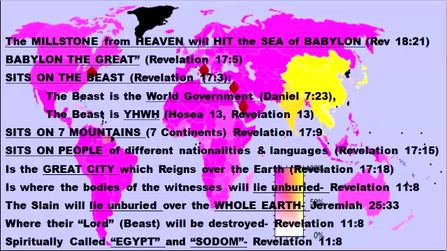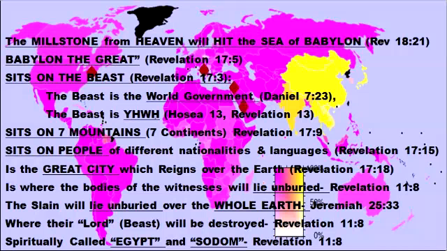The beast has 7 heads, and we're told those 7 heads represent both 7 kings and 7 mountains. We're told the beast with 7 heads is the 8th king, and the 8th king will devour the whole earth. If Babylon sits on the beast, and the beast devours the whole earth, then Babylon sits on the whole earth. That means the 7 mountains that Babylon sits on are the 7 continents.